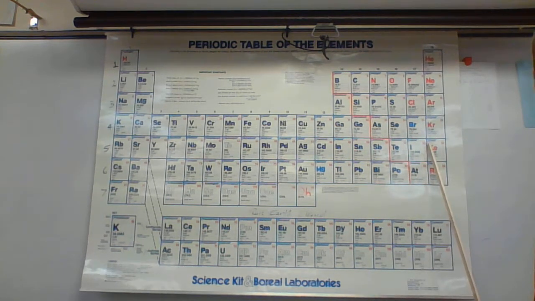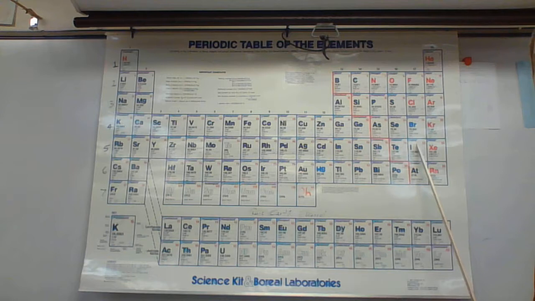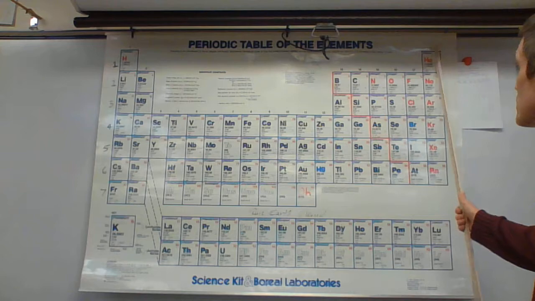And some specific groups within this are group 17. This is group 17, they're the halogens. And group 18 is the noble gases.